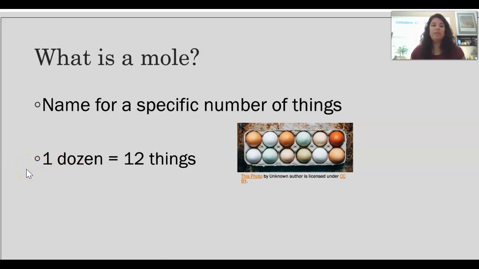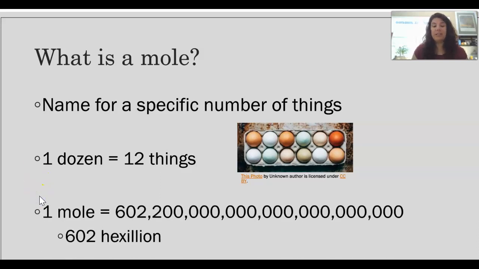Well, a mole is just like a dozen, except instead of 12 things, it's actually 602 hexillion things. So it's a really, really big number that we use for chemistry because atoms are super, super small. So in order to figure out how many atoms there are, we're going to have huge numbers in order to get them. So a mole is just like a dozen, meaning that it's a name for a specific number. But instead of being 12 things like a dozen, it's actually 602 hexillion things.